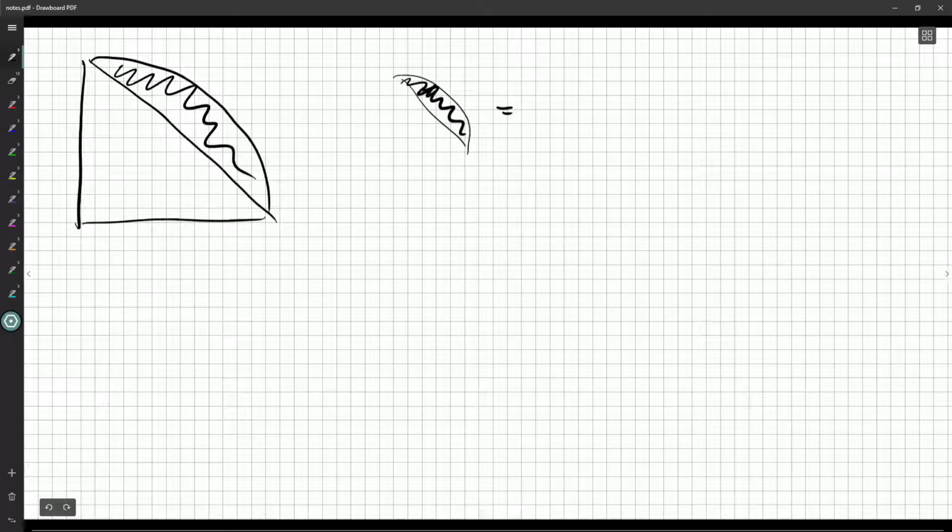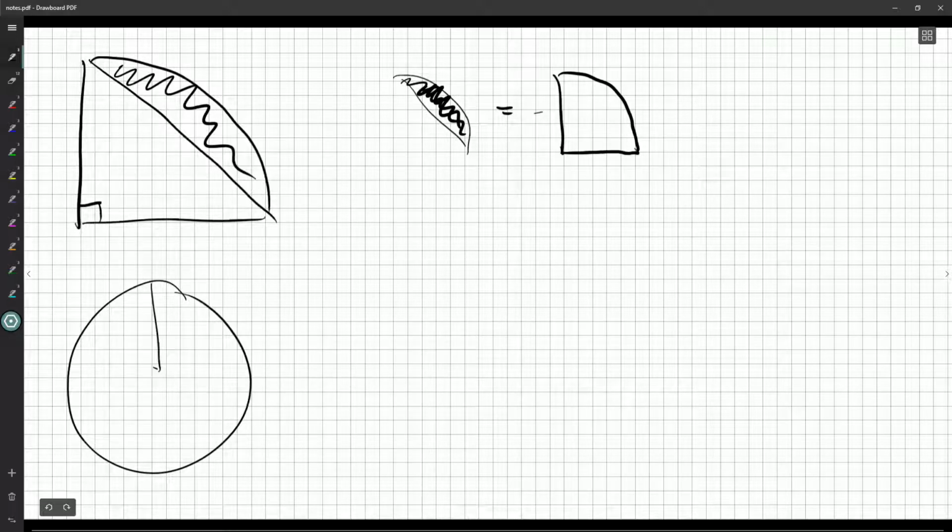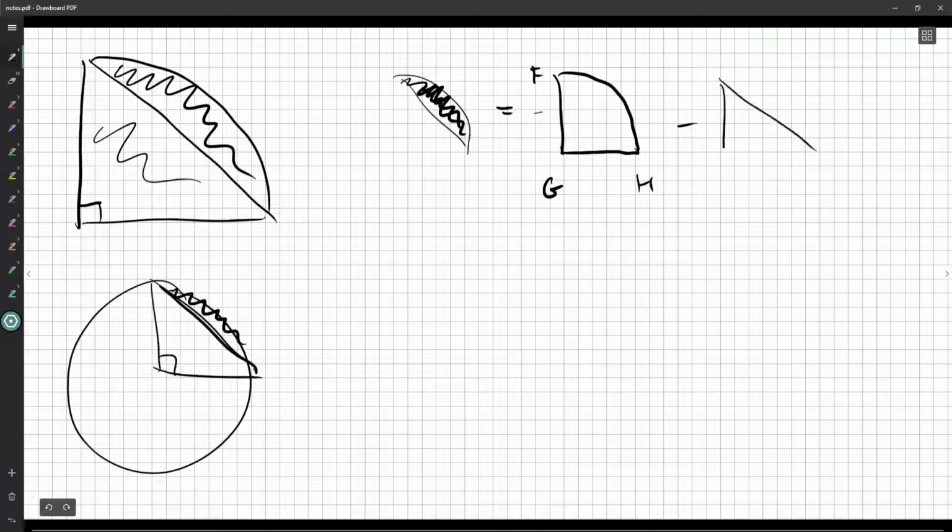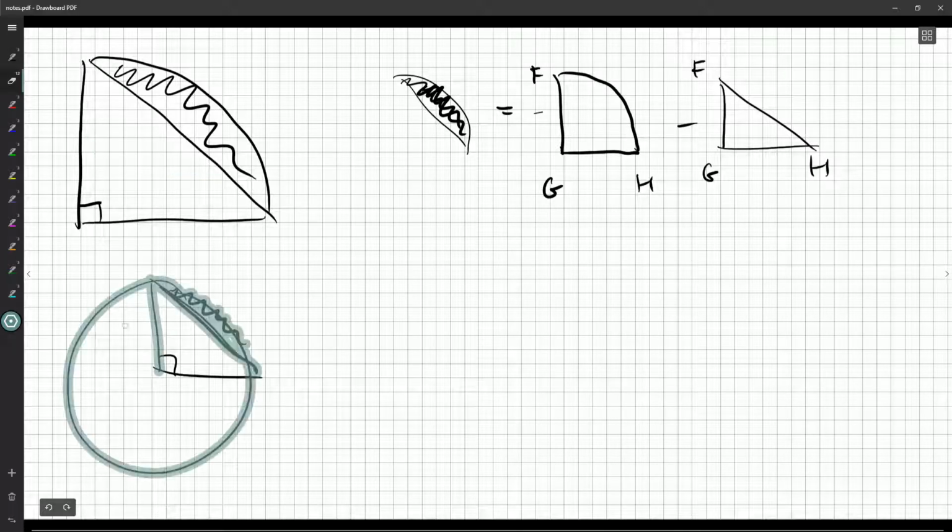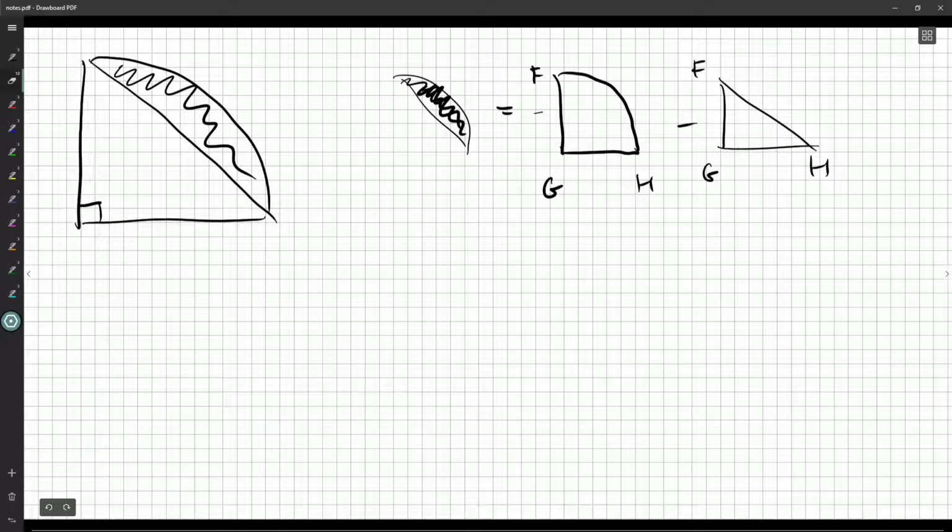So I recognize this shaded region as the quarter circle. Now, how do I know it's a quarter circle? It's a right-angled isosceles triangle. So in the big circle, we take a quarter slice, and that makes our quarter circle that's got the shaded area. So it's going to be the quarter circle, G, F, and H, minus what? Well, we need to get rid of the triangle FGH. And so, well, triangles and areas of quarter circles, these are things I know. Okay?